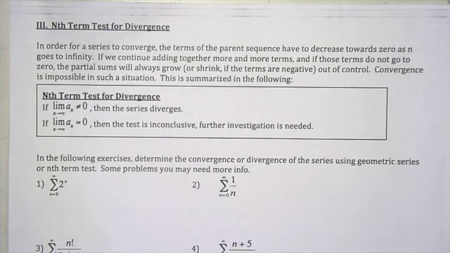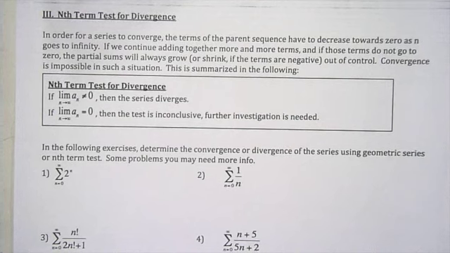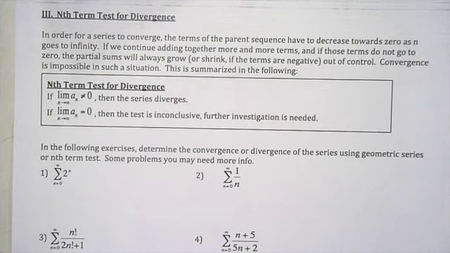Now, based on what we learned in the geometric series, we know the only way it can converge is if all the numbers are getting smaller. That's why that absolute value of r has to be less than 1. If those numbers are getting bigger and we add them up infinitely, obviously the sum is just going to go to infinity. And this is what this nth term test for divergence tells us, and it works for a geometric or for any type of series.